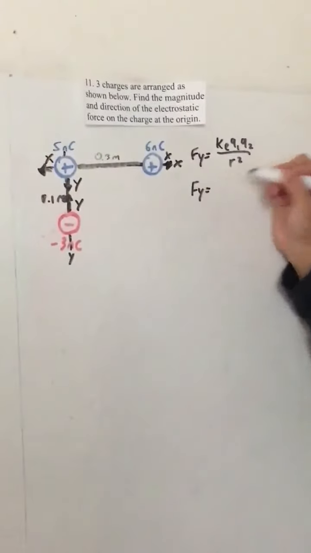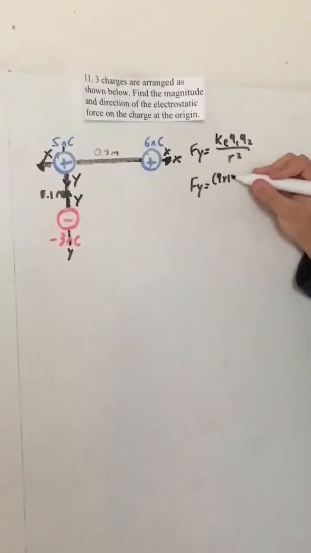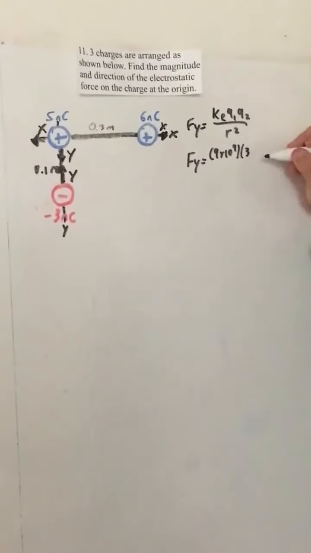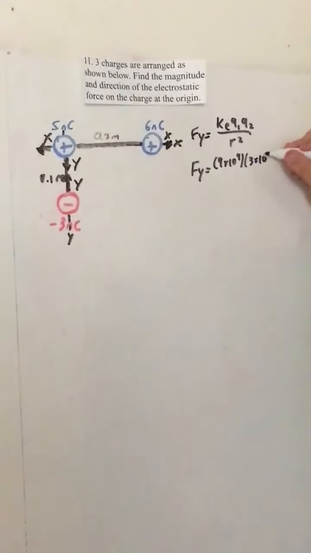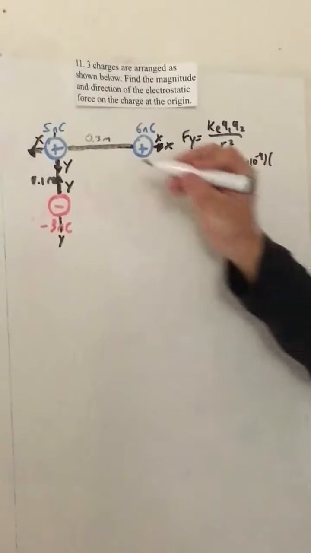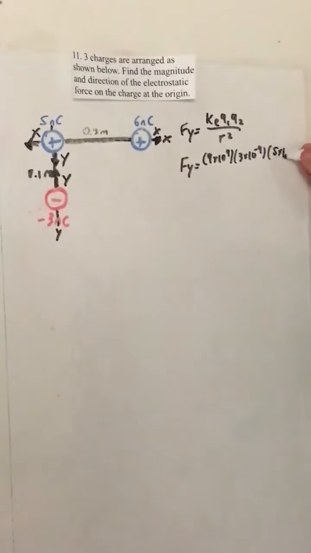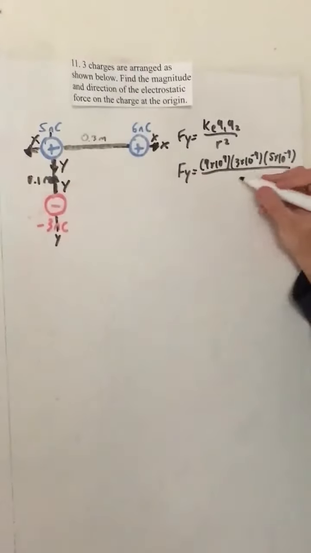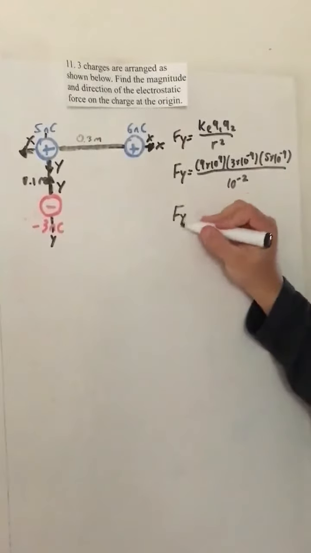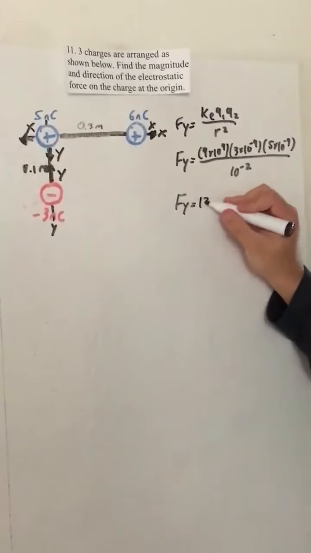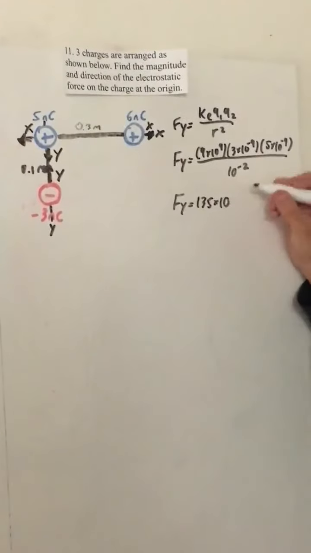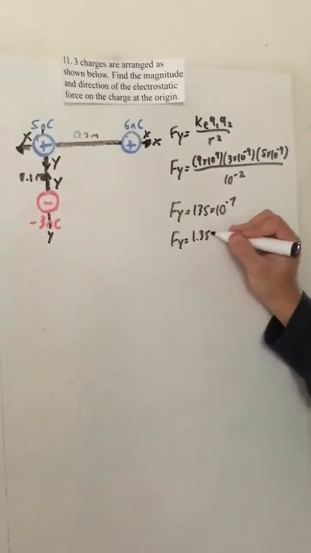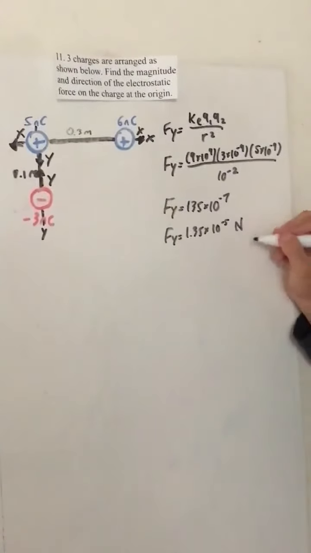Ke is a constant that's equal to 9 times 10 to the 9th. First we look at 3 nanocoulombs, so that's 3 times 10 to the minus 9th coulombs. And then we take this one, which is 5 nC, or 5 times 10 to the minus 9th coulombs. We divide that by 0.1 squared, that's 10 to the minus 2. What we're left with is 135 times 10 to the minus 7th, or you just say 1.35 times 10 to the minus 5th newtons.